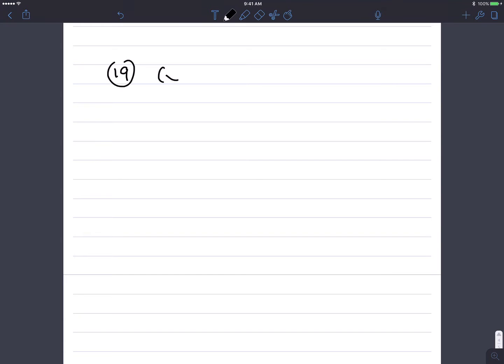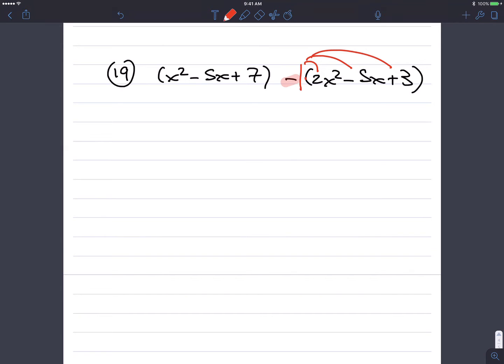Number 19. x squared minus 5x plus 7 minus 2x squared minus 5x plus 3. Because there's a negative sign here, this is subtraction. Don't forget that's really -1 times that parentheses, which means we have to distribute that -1. x squared minus 5x plus 7. Every one of these signs are going to be opposite. That's the effect of distributing or multiplying numbers by -1. So notice that they're opposite.